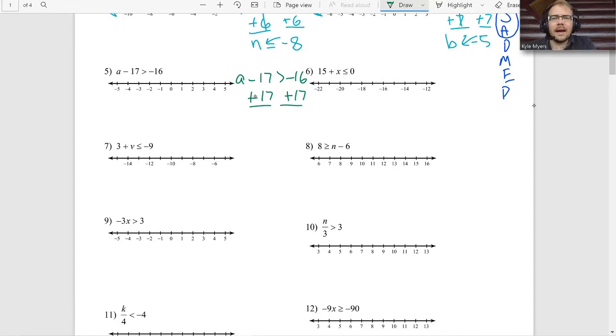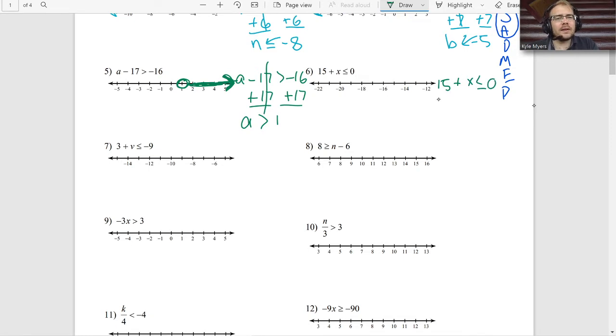Okay, so I added 17 on both sides here because it's the opposite of minusing 17. A is going to be greater than positive 1. Negative 16 plus 17 is actually the same thing as 17 minus 16, which is 1. So A is greater than 1. Greater than 1. Right there. Greater than, R for right. And there we go.